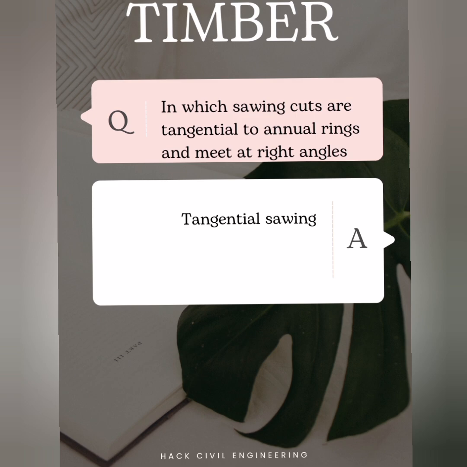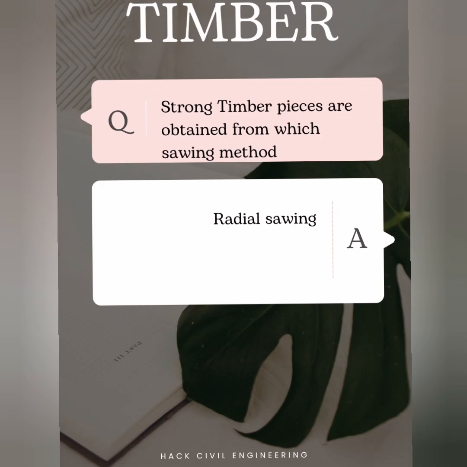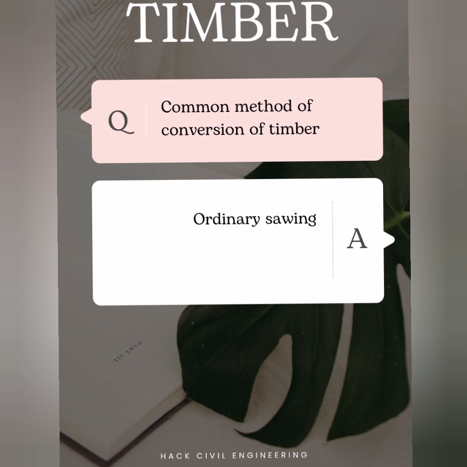In which sawing are cuts tangential to annual rings and meet at right angles? Tangential sawing. In which sawing method is wastage maximum? Rift sawing. Radial sawing is also known as rift sawing. Strong timber pieces are obtained from which sawing method? Radial sawing. Common method of conversion of timber: ordinary sawing.